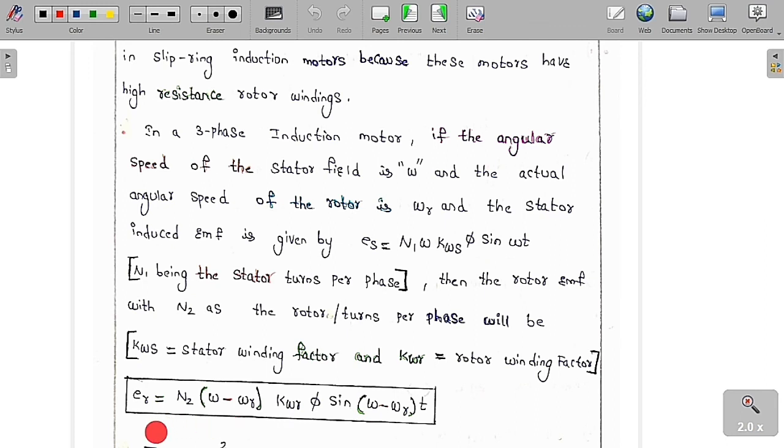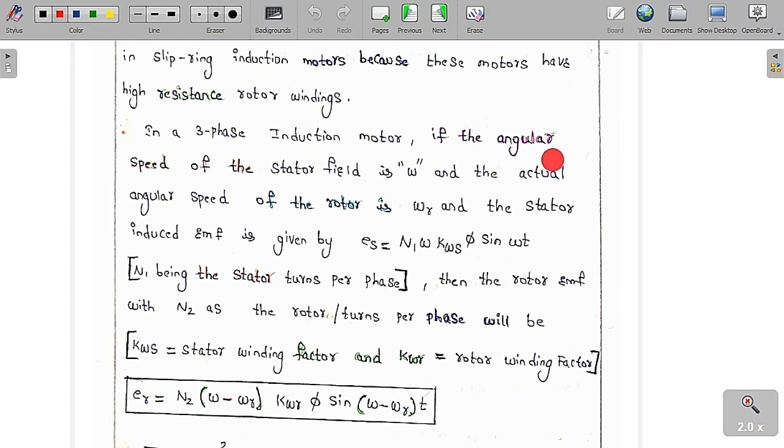So always N2 is the number of rotor turns per phase, and we have the speed difference omega minus omega r. So always there is a phase difference, and the relative speed difference is what we have to take, which gives N2 into (omega minus omega r) into kWr into phi into sin of (omega minus omega r) into t.